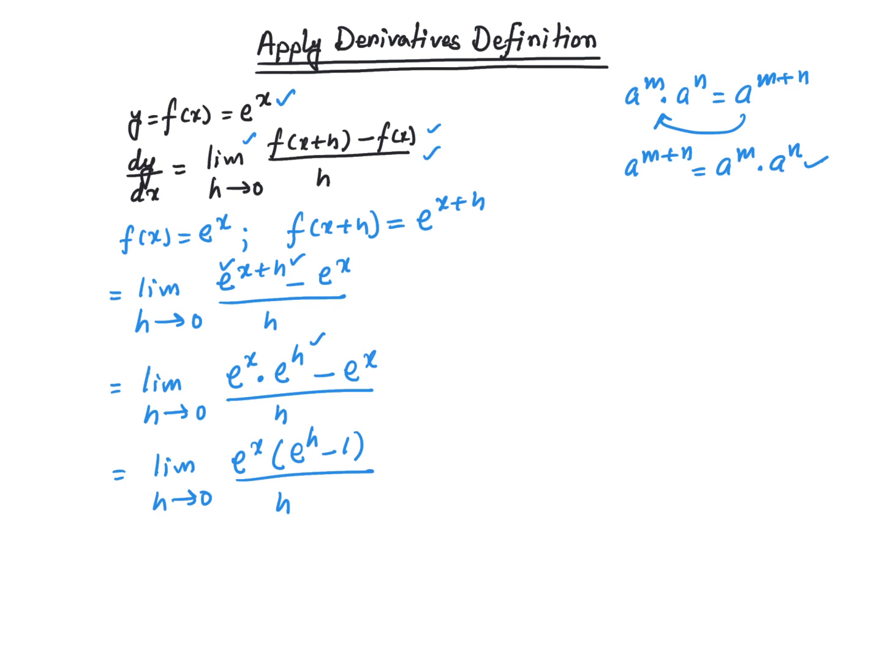e to the power h, by the way, there is a different way of writing this out as a series, as a sum of a bunch of numbers, okay? So this is going to be 1 plus h over 1 factorial plus h squared over 2 factorial plus h cubed over 3 factorial plus dot dot dot.